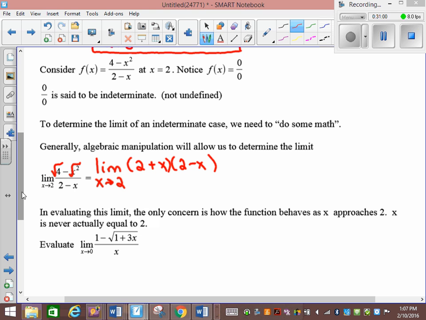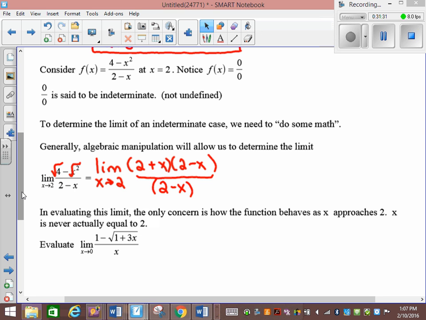The reason why you do the positive and negative sign in the middle on a difference of squares is because if you wanted to FOIL that back, your two middle terms would be plus 2x and minus 2x, which would cancel each other off, right? Which would get you just 4 minus x squared. If they're the same sign, then you would get a middle term, which we don't want, right? So that's why the difference of squares is always one positive and one negative. So those middle terms, when you FOIL, go away. On the bottom, we have 2 minus x.